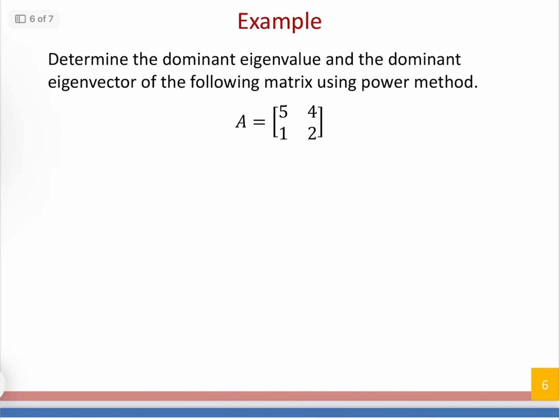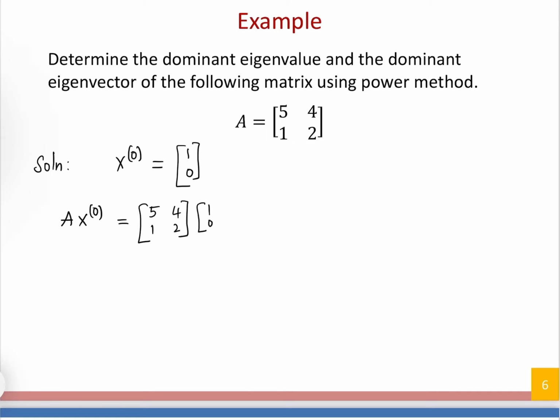Now let's see an example to find the dominant eigenvalue or dominant eigenvector. First, let's consider a non-zero vector as an initial approximation to the dominant eigenvector. Let me start with this initial approximation, x naught. Now, to find the first approximation to the dominant eigenvector, we multiply A and x naught, which is equal to [5 4; 1 2] multiplied with [1; 0], and we get [5; 1].